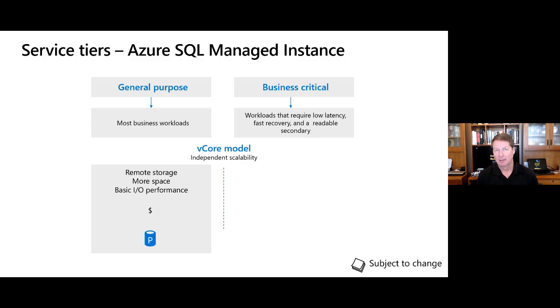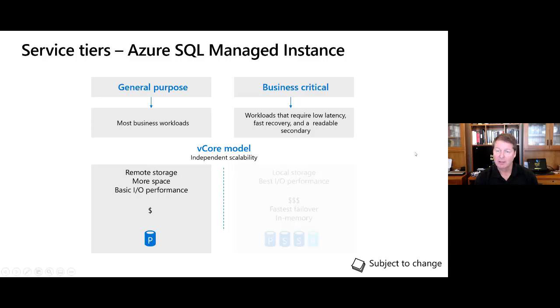Well, what does that mean? Well, you get more space actually than you get for business critical, but you're going to get something called basic IO performance. It's good performance, but it's not going to be as good as, say, a business critical service tier. It's going to cost lower, but you're only going to get one primary replica. Think of it like a failover cluster instance using remote storage in a general purpose environment.